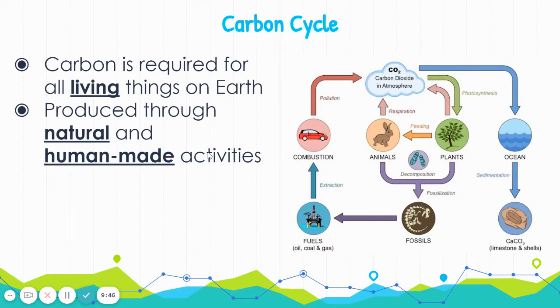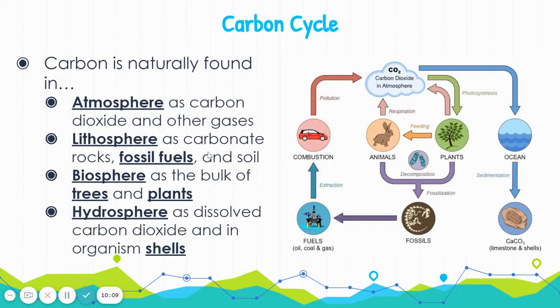Right, the carbon cycle. Carbon is an important element required for all living things on Earth. So plants and animals, everything living needs carbon. And there are both natural and human-made sources of carbon. In this unit, we're going to focus mostly on the natural sources of carbon. We're going to talk about the human-made sources of carbon in our next unit.